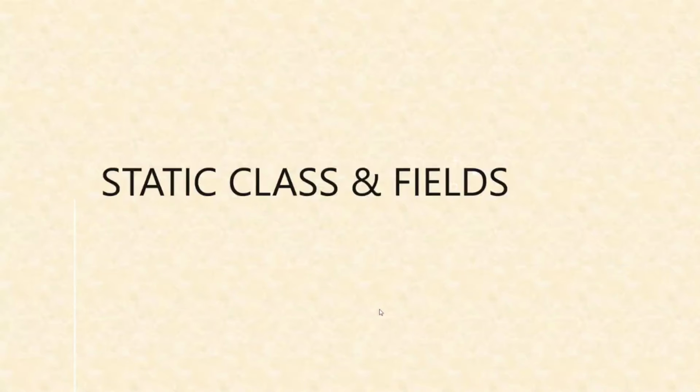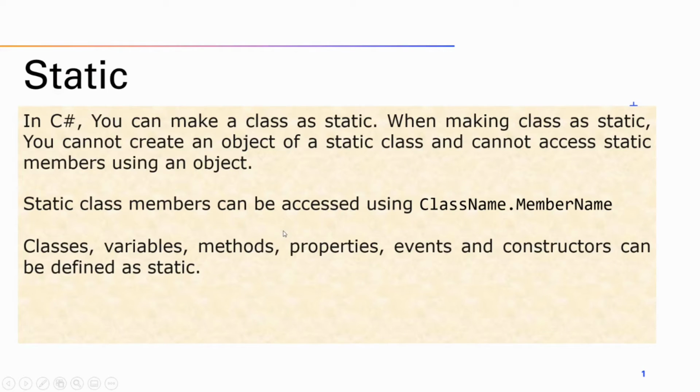Hi all, let's see static class and fields. In C Sharp, you can make a class as static. When making a class as static, you cannot create an object for static class and you cannot access static members using an object. Then how to access static class members? By using class name dot static class member name, we can access.